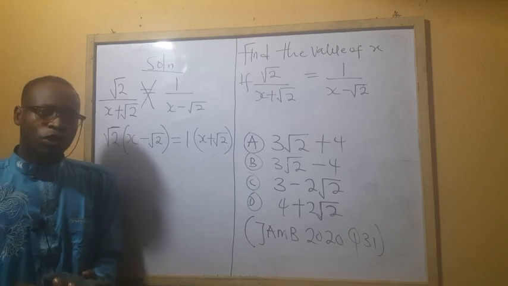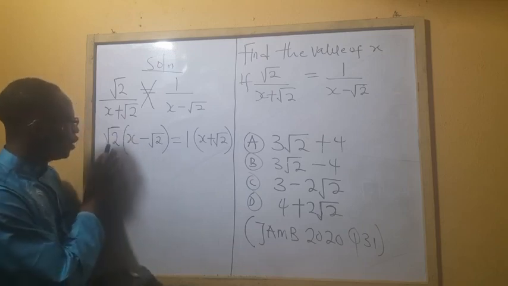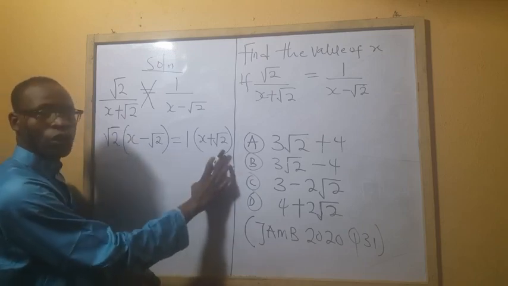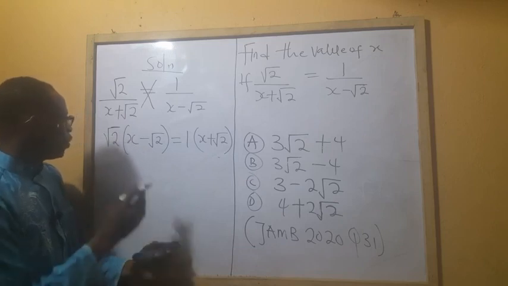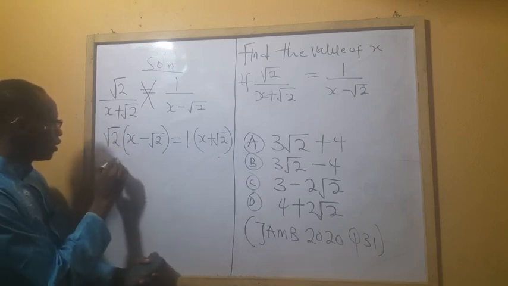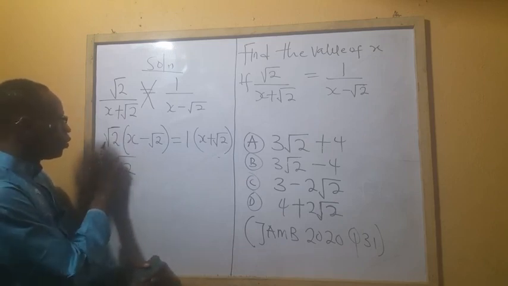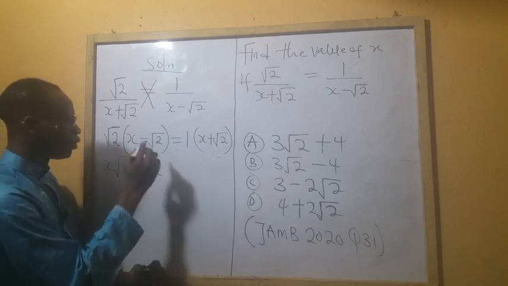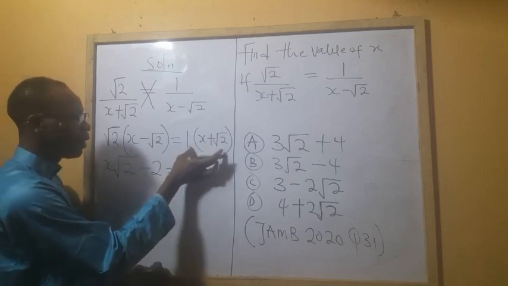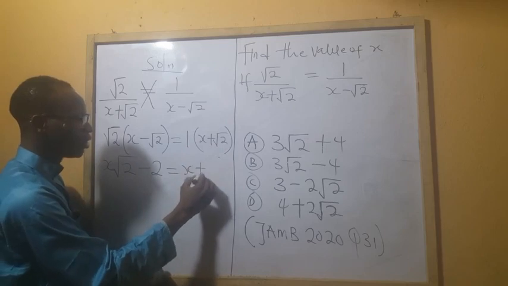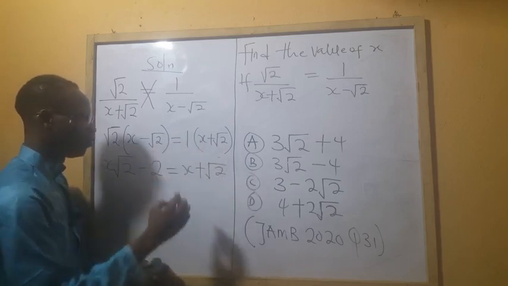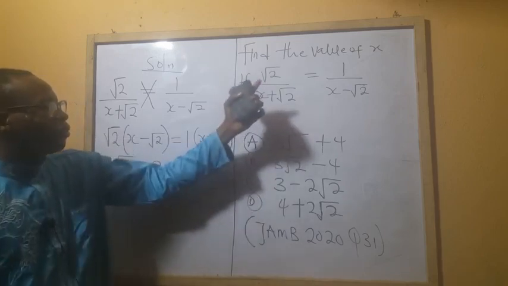The next thing for us to do here is to open this bracket by multiplying this with everything, then this with also everything inside this bracket. So root 2 times x will give x root 2. Root 2 times root 2 will give minus 2. Then is equal to 1 multiplied by the whole of the bracket will give the same result here, x plus root 2. Remember, we are looking for the value of x, right?